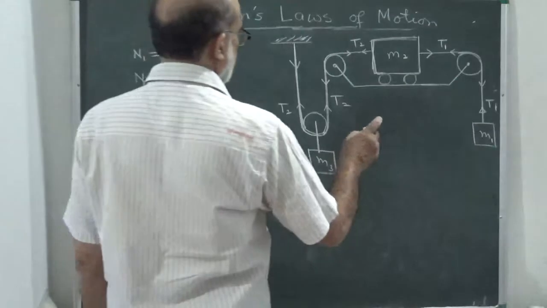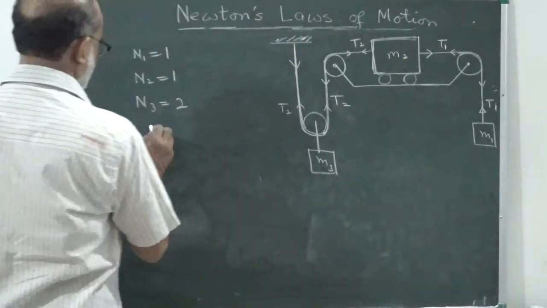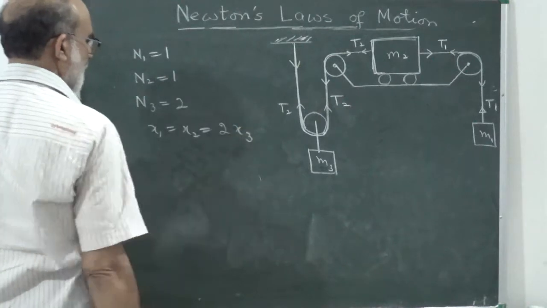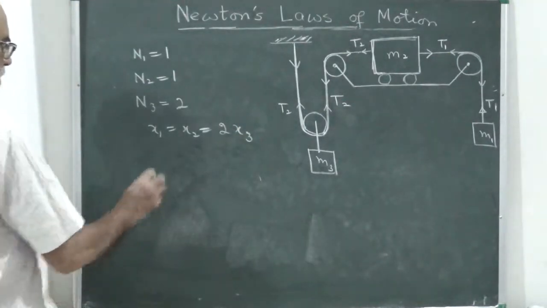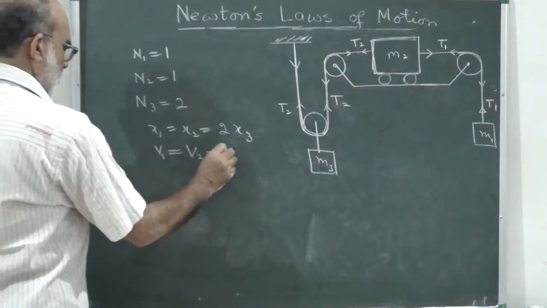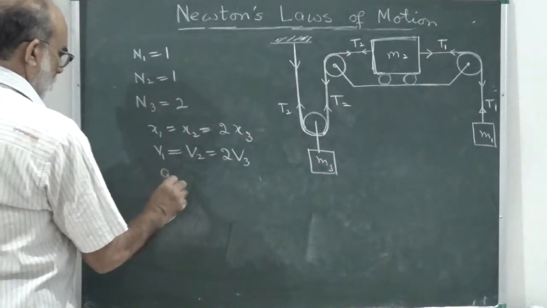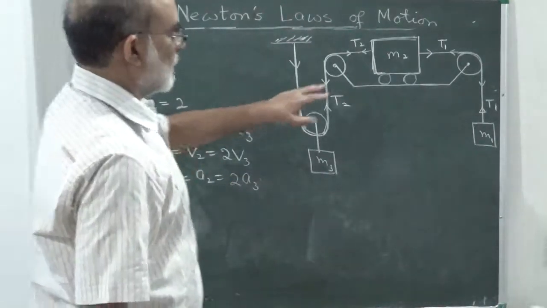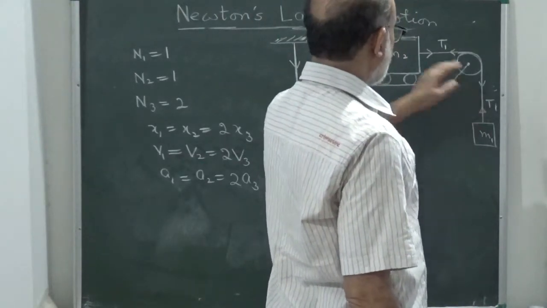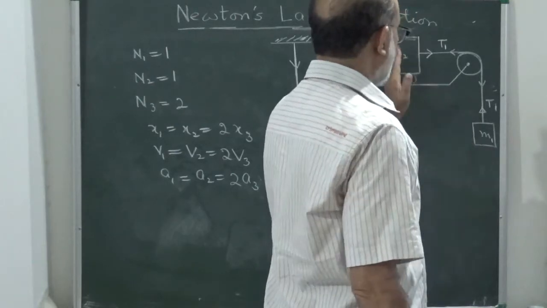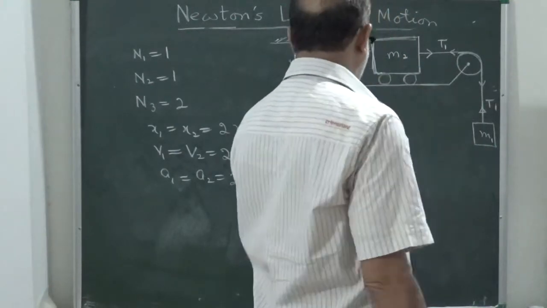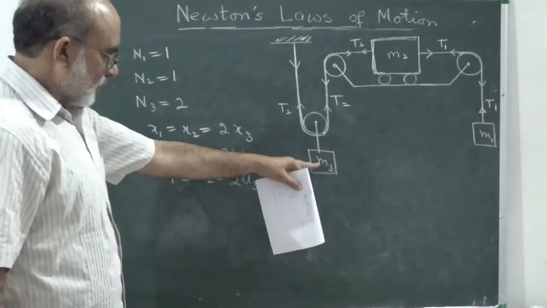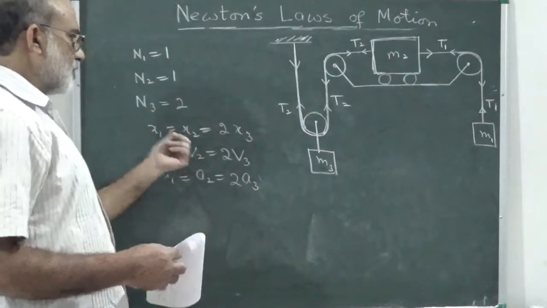So the acceleration of this and this is the same, because x1 is equal to x2, which will be equal to 2 times x3. So V1 is equal to V2 is equal to 2 times V3, and A1 is equal to A2 is equal to 2 times A3. This one is obvious because the acceleration of this and this will be the same. If this goes by x1 distance, this also moves by x2. x1 and x2 will be the same, but x3 is different: 2 times x3 will be equal to x1.